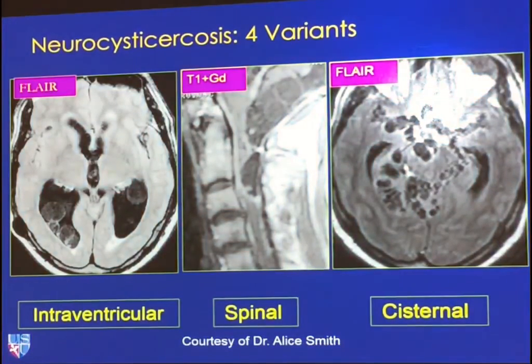So here are some examples. Okay. So intraventricular form. This is a FLAIR image. You can see these are the lateral ventricles here. If you're looking at the lateral ventricle, you can see that there are cystic structures inside these dilated lateral ventricles. So intraventricular form. Here's our spinal form. You can see multiple cystic lesions here, posterior to the inferior brain, coming down along the inferior aspect of the cervical spinal cord. And then there's the cisternal form. You see these are the basal cisterns of the brain, and they're filled with all these little tiny cysts. The cisternal distribution of neurocysticercosis.